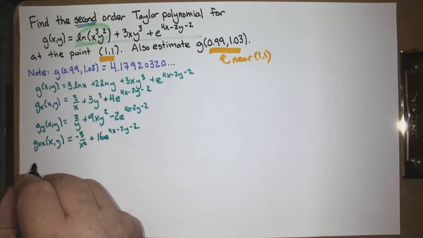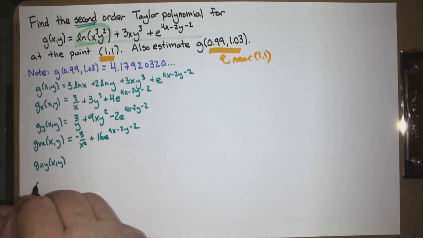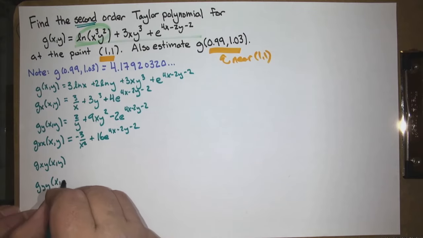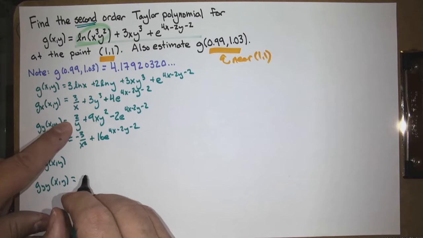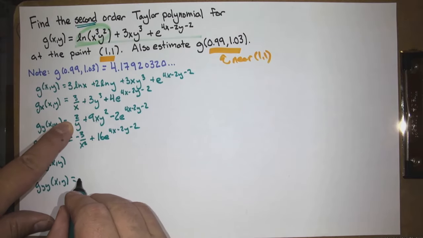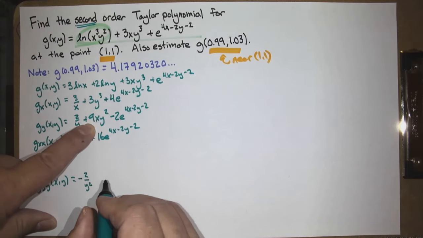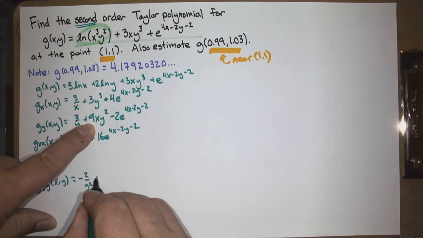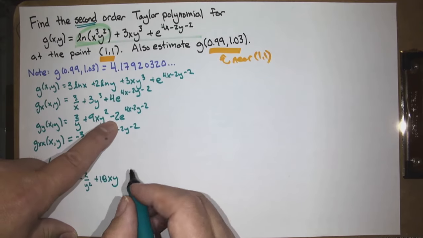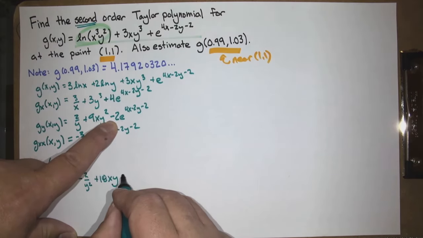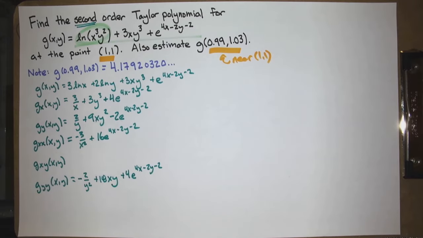All right. 2 to go. g sub xy. Maybe we'll skip that one and come back. g sub yy. Okay. So the derivative of g sub y with respect to y. The derivative of 2 over y with respect to y is negative 2 over y squared. The derivative of 9xy squared with respect to y is 18xy. And then here, we're taking the derivative with respect to y, minus 2 comes down again. So plus 4e to the 4x minus 2y minus 2.